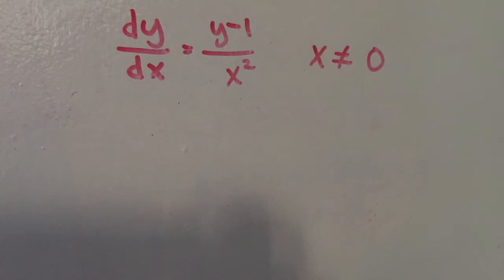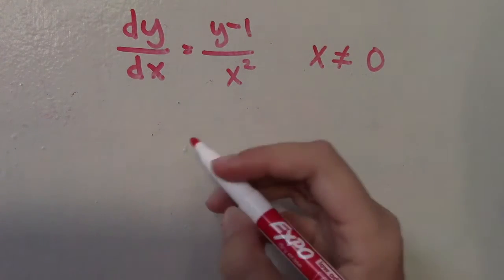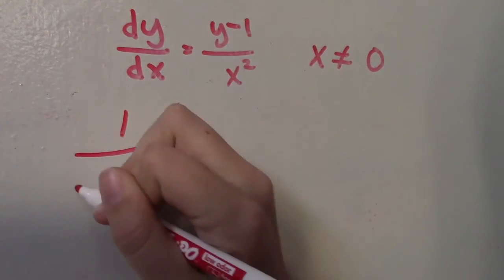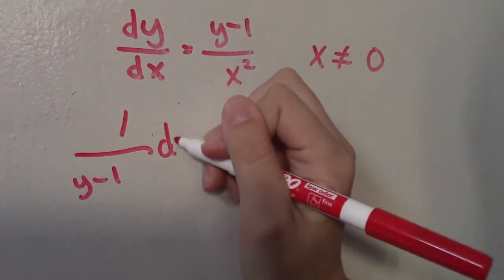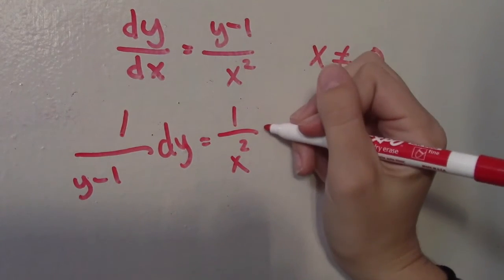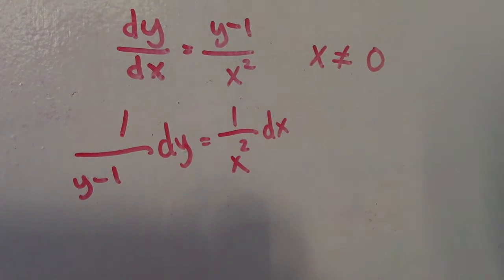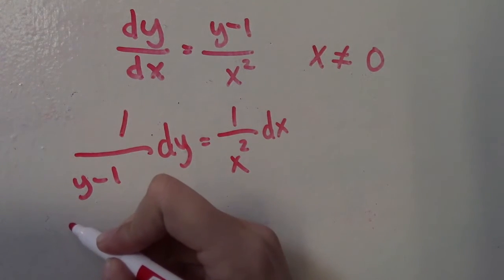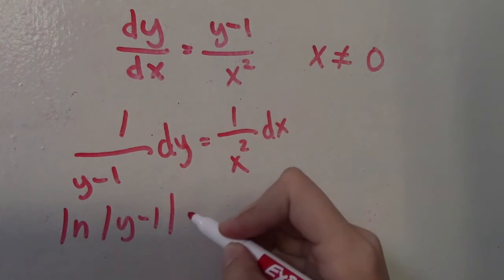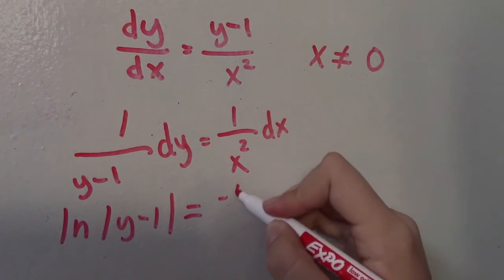Part B says, find the particular solution y equals f of x to the differential equation with the initial condition f of 2 equals 0. The first step is to separate the variables, and that gives us 1 over (y minus 1) dy, which is equal to 1 over x squared dx. Then we're going to take the antiderivative of both. You can just add the plus c over to the other side.